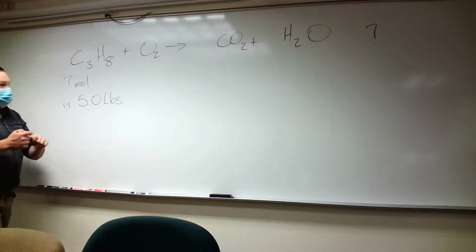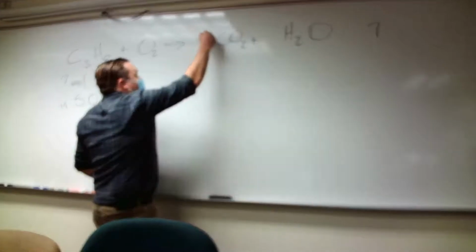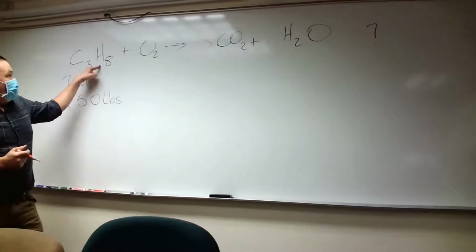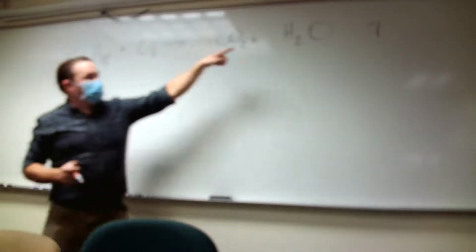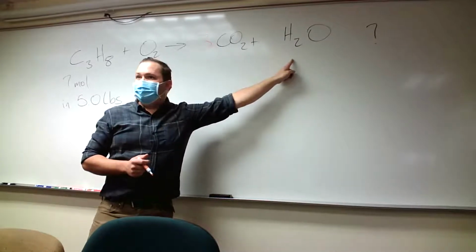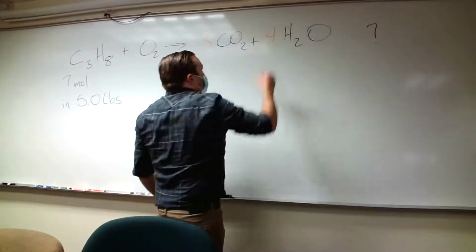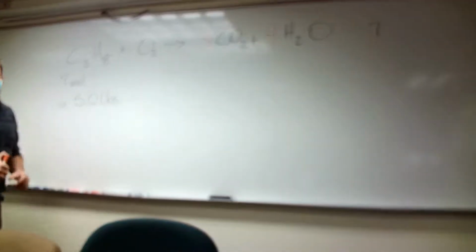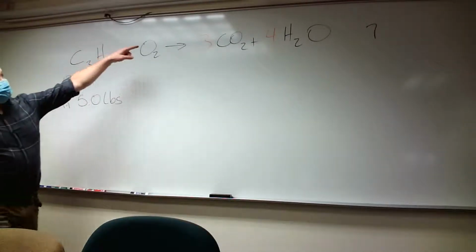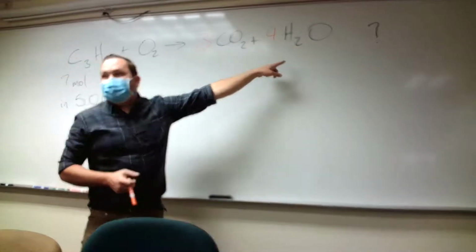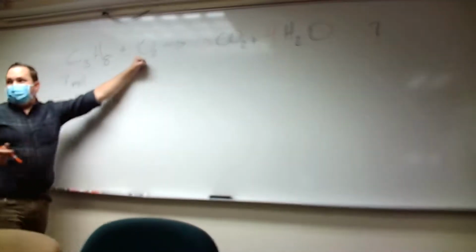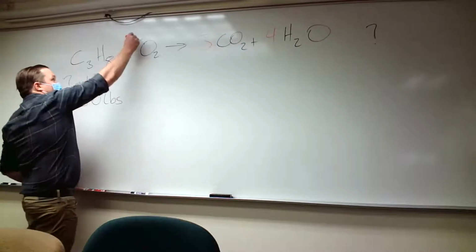3 carbons over here. So we have to have 3 carbons over there, right? And 8 hydrogens over here. We need a total of 8 hydrogens there, and we only have hydrogen in the form of water. So we need to have 4 water molecules. And then everything's balanced but our oxygen. We count up everything over here. We got a total of 10 oxygen atoms, right? So how many O2s do we need to get to 10? 5 of them.